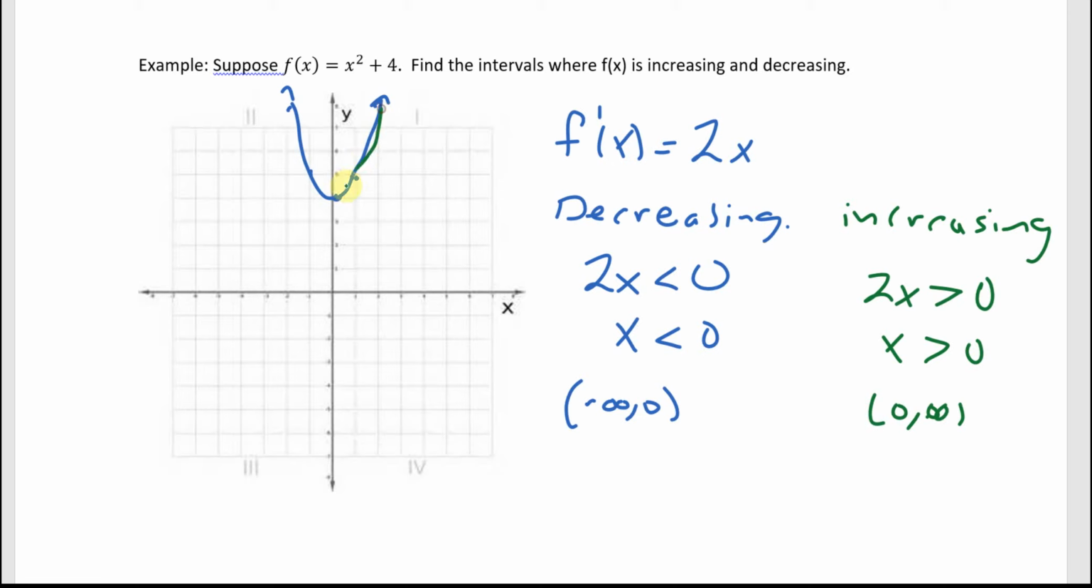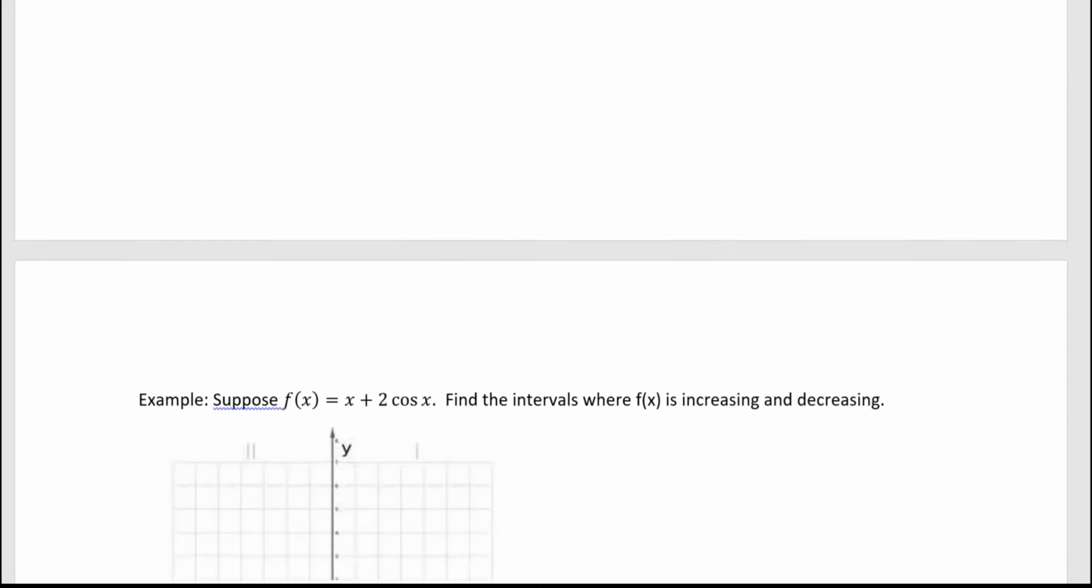That's kind of easy to see, right? I mean, it's going uphill on this half of the parabola, and that's from 0 on over. And then on this half of the parabola, it's headed downhill, and that's from negative infinity to 0. So that was our easy example. Let's try something a little different here.